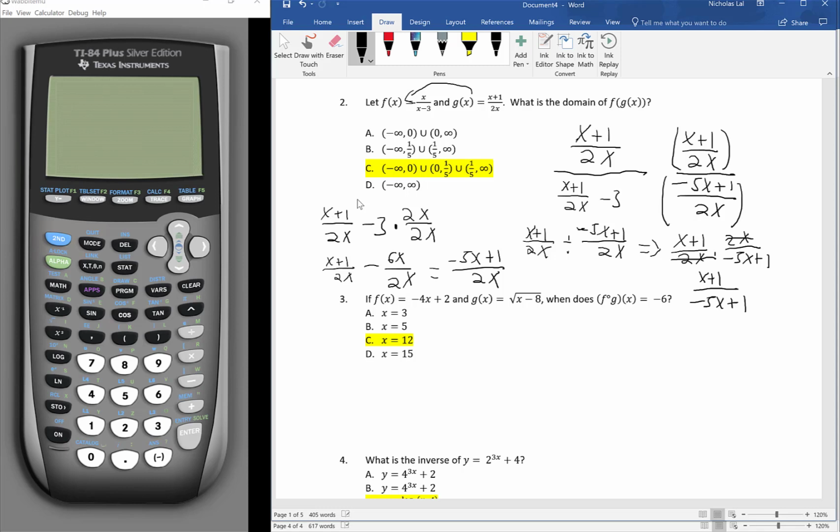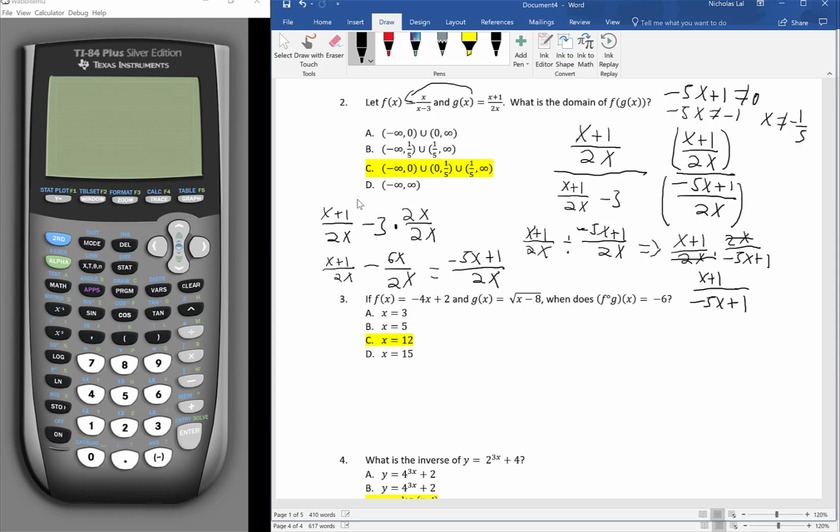Okay, and so at this point, we know the denominator can't equal 0. So negative 5x plus 1 cannot equal 0. So negative 5x cannot equal negative 1. So x cannot equal negative 1/5.